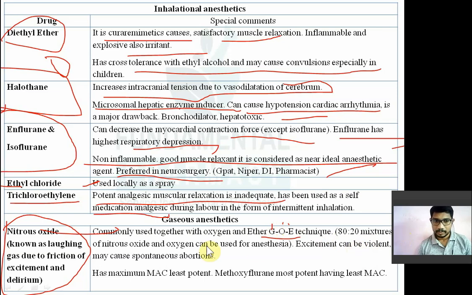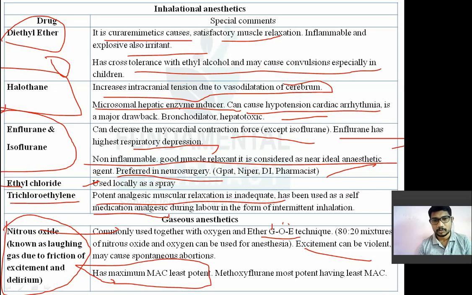An 80-20 mixture of nitrous oxide and oxygen can be used for anesthesia. It can cause excitement, ज़्यादा excitement कर सकता है patient में, which is violent. It has a maximum MAC. Maximum MAC means minimum alveolar concentration. इसका anesthesia के लिए क्या है? Maximum alveolar concentration है.